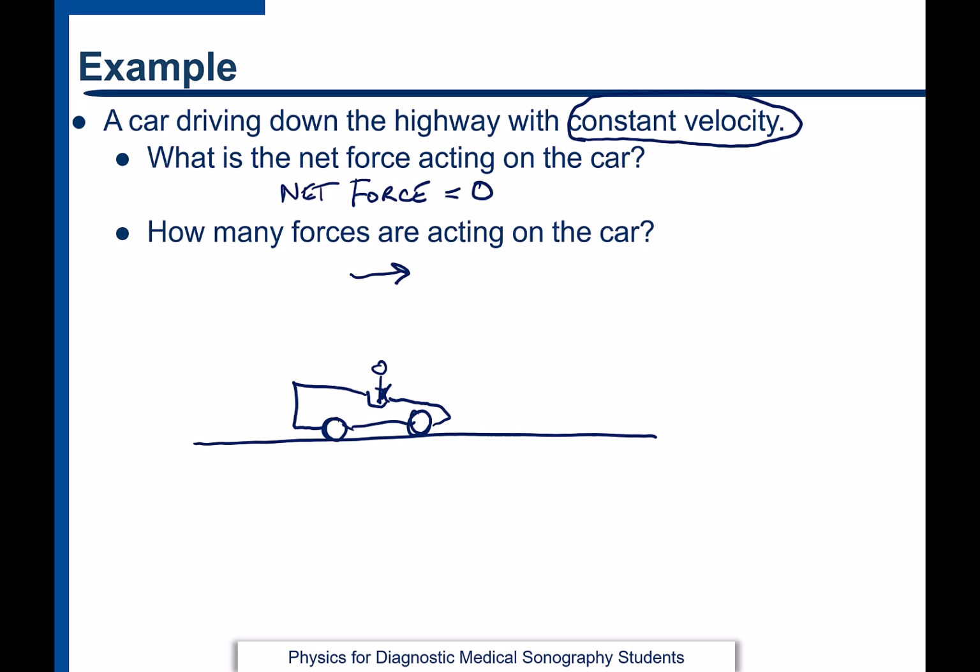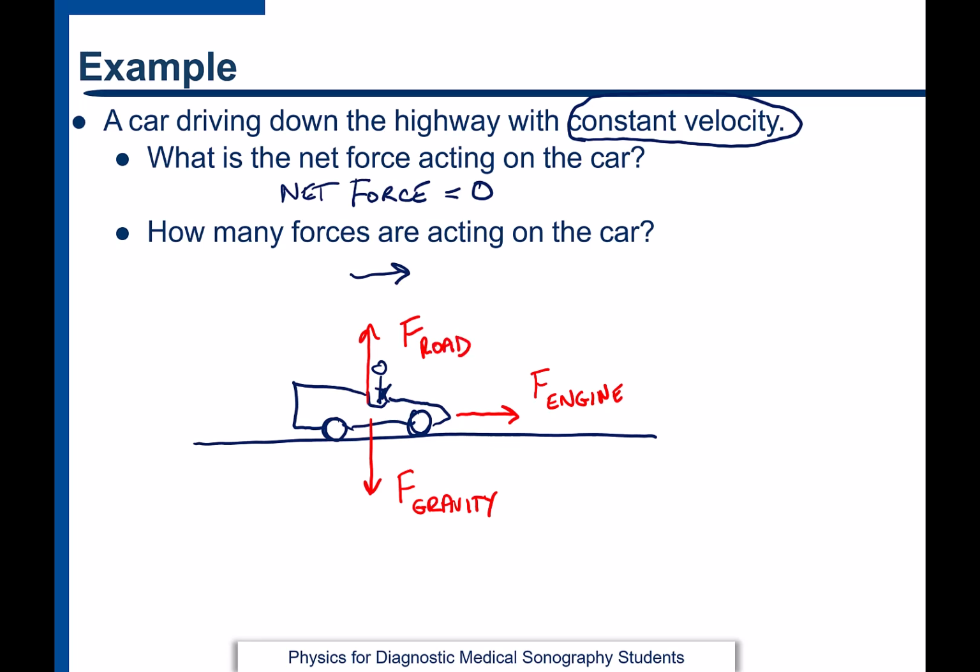Well, first of all, the force that the engine exerts is trying to make the car go forward, so that would be the force the engine exerts. We know that if we're here on Earth, we can't avoid the force of gravity, so the force of gravity is pulling down on the car. And we know that a surface, like the floor, or in this case the road, is going to push up. And so the road is going to push up.